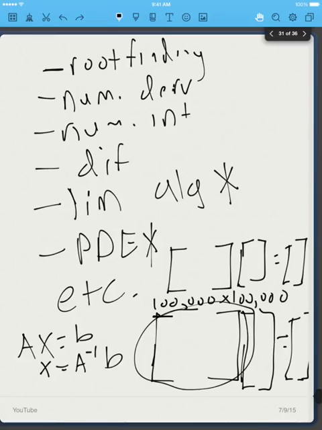And lastly, I'll just say nonlinear equations, because basically linear algebra is related to linear PDEs, and solving nonlinear problems is related to nonlinear PDEs. But I'll just leave that there for right now.